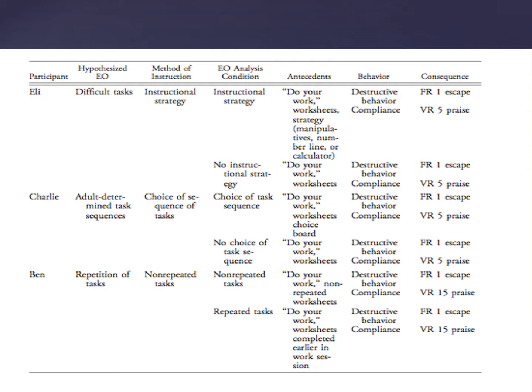The EO analysis condition column shows the two conditions for each participant, the test condition and the control condition. Finally, the behavior column lists the dependent variables, while the consequence column notes what happened contingent upon both of those dependent variables in the EO analysis.